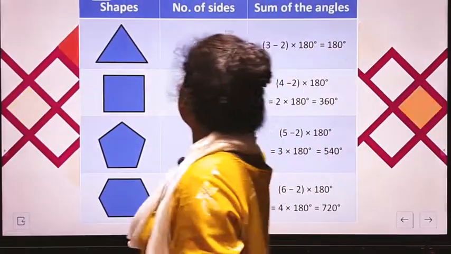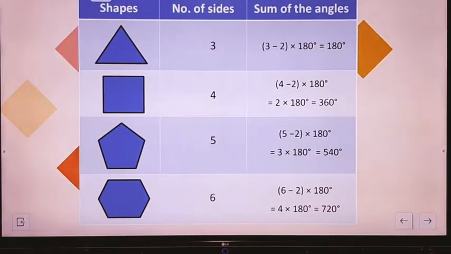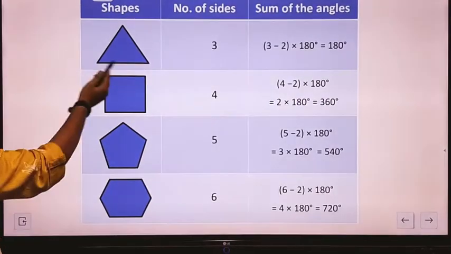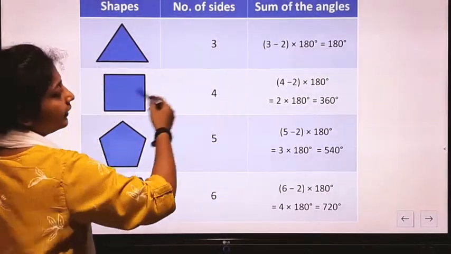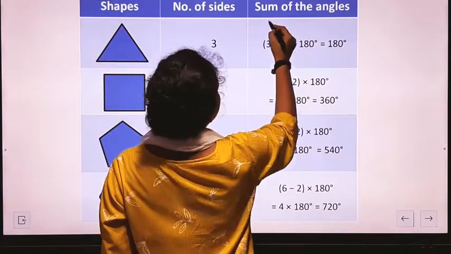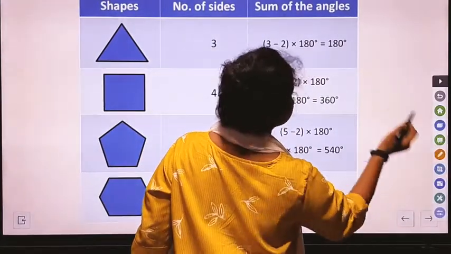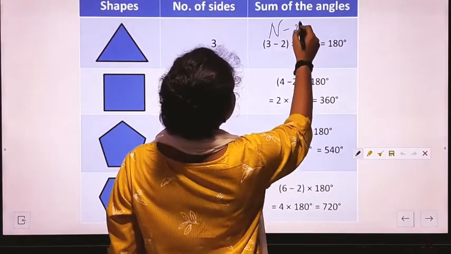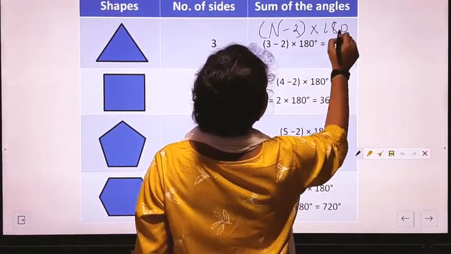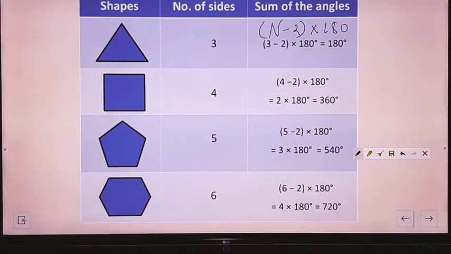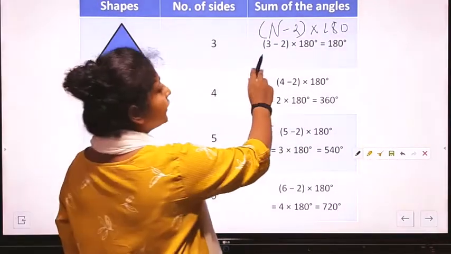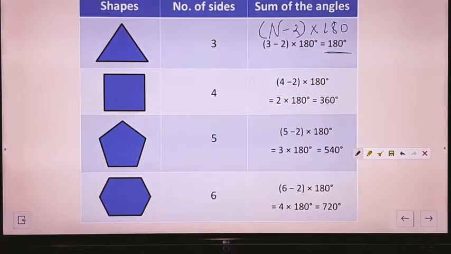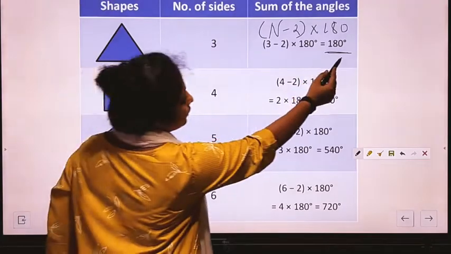Next, we can calculate this with the help of this table also. If the number of sides in a polygon is n, the sum of interior angles is (n minus 2) into 180. This is the formula here. So for a triangle, there are 3 sides, so 3 minus 2 into 180 gives us the value 180. This implies the sum of all the interior angles of a triangle is equal to 180.